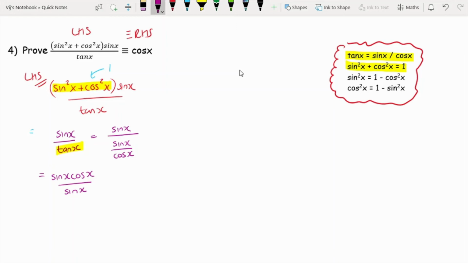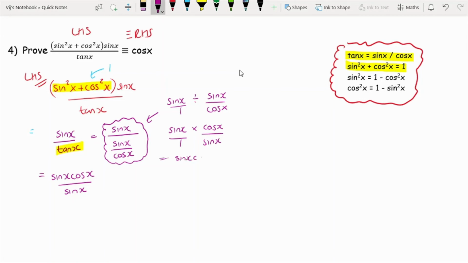Now if you're not too sure about where that's come from, if I just put a bubble around this, let me just explain where that comes from. Well, that can be written as sin x divided by sin x over cos x, and the rule when you're dividing fractions is you flip the second fraction and turn it into a multiply. So I've got sin x times cos x over sin x, and then we just multiply those numerators together, so I get sin x cos x over sin x. So that's basically what I'm getting here.